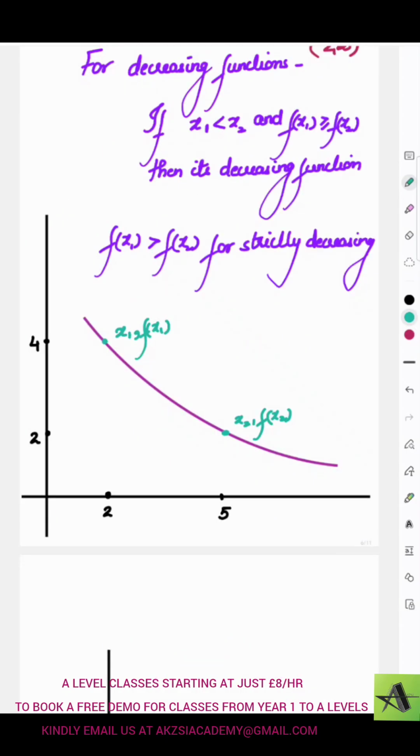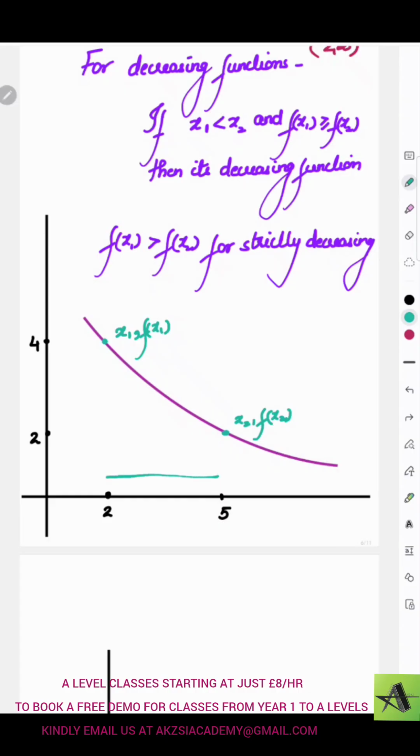Now the decreasing function works opposite. That means, let's say these are 2 points, x1 and x2. Clearly x1 is smaller than x2. If you see in this graph, x1 is 2 whereas x2 is 5, and we know 2 is lesser than 5. So x1 is lesser than x2. In the previous one, if x1 is lesser than x2, f(x1) was also lesser than f(x2). That means if x is smaller, y is also smaller compared to the other one.